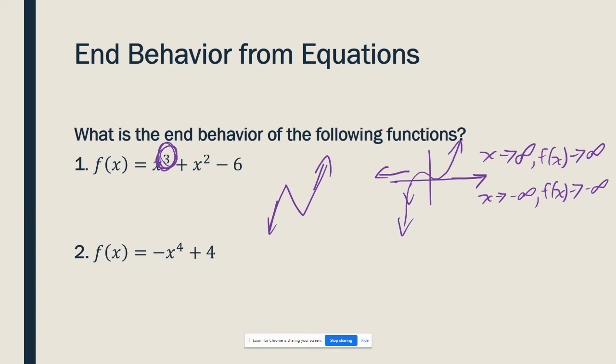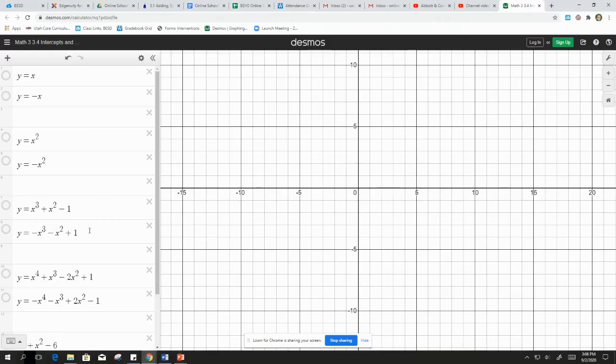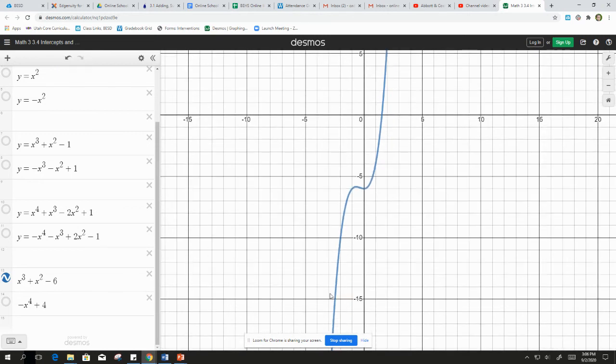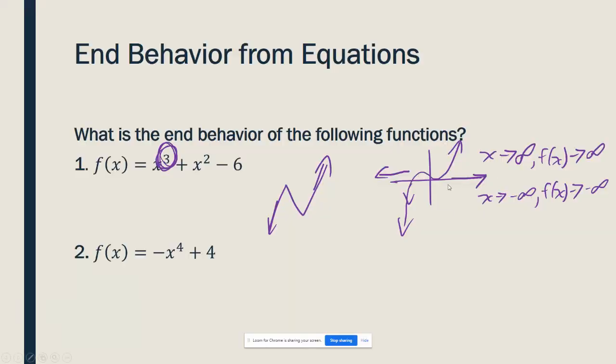Let's double check that on our graph. Let's make sure we're not crazy. Here is the function that I just did, x cubed plus x squared minus 6. Indeed, it starts down on the left and ends up on the right. Down on the left, up on the right.